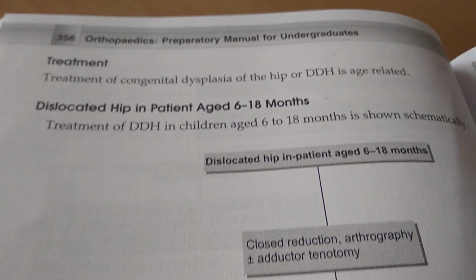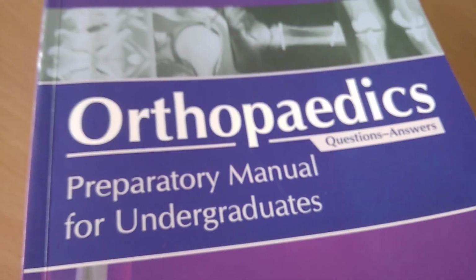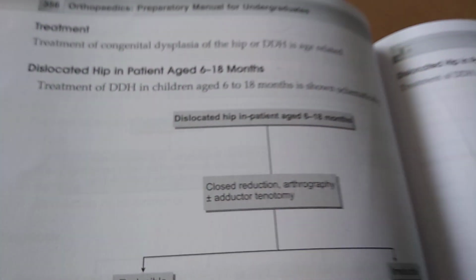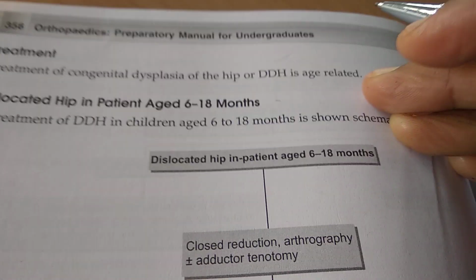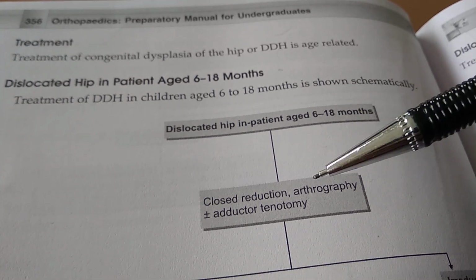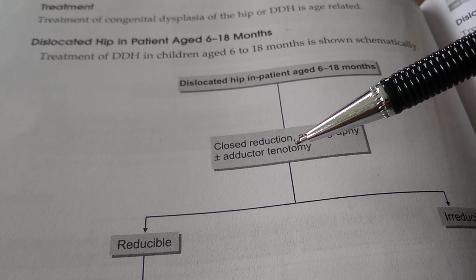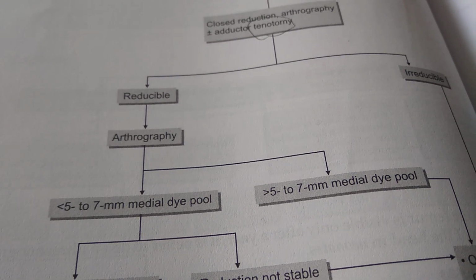So based on the age, guys, focus here. We are looking at this preparatory manual for undergraduates for orthopedics, question answers. We are looking at congenital dysplasia of the hip and we are just trying to take one question and see what and all they have given around for it. So what will you do? If it is 6 to 18 months, closed reduction you will do. Arthrography plus or minus adductor tenotomy. Tenotomy, what is this? Something to do with the tendon, is it?